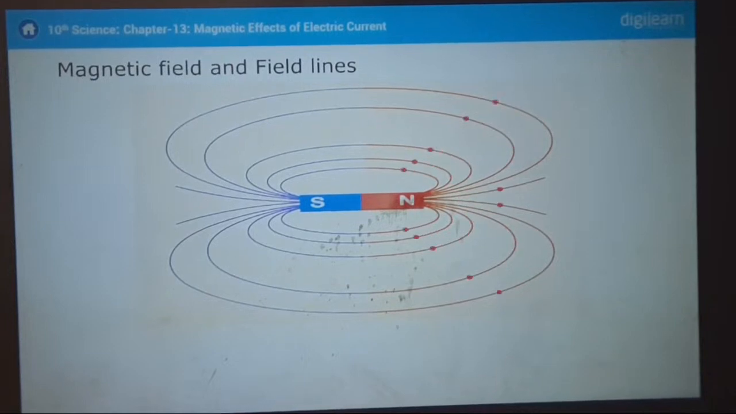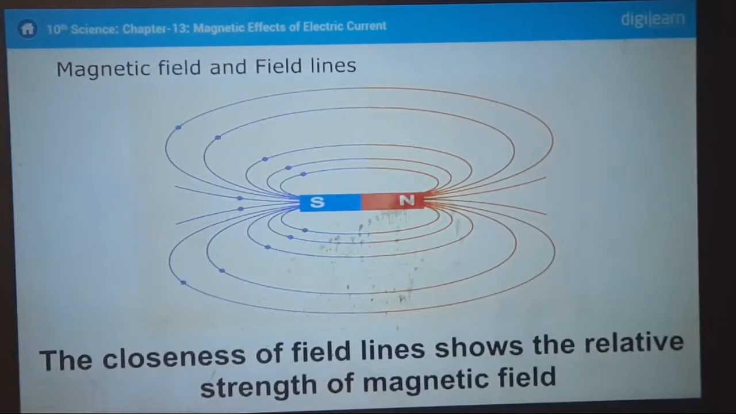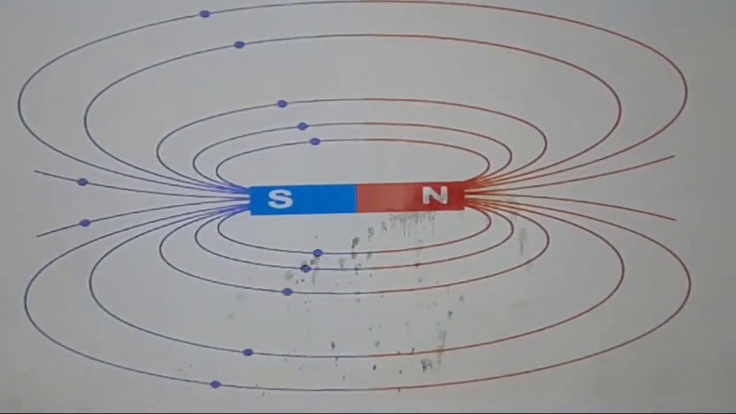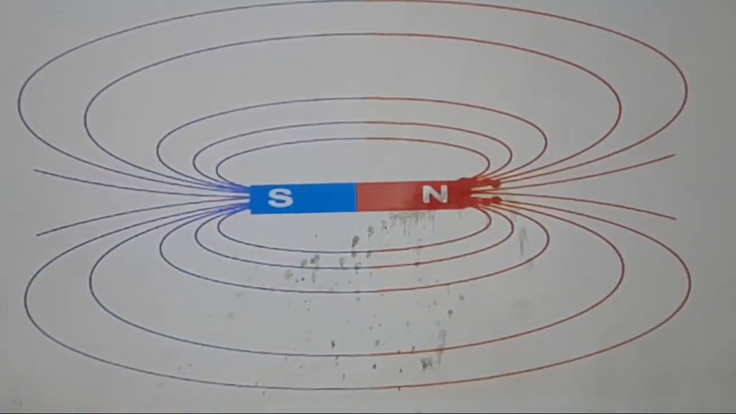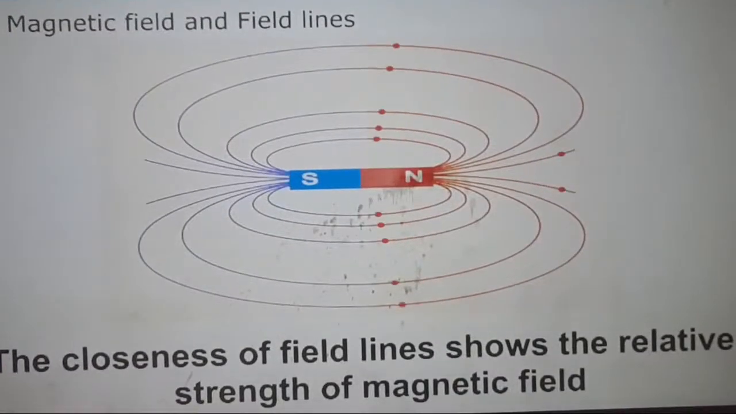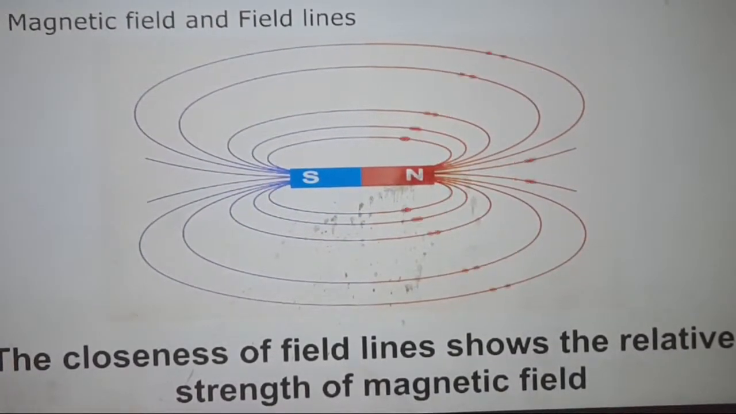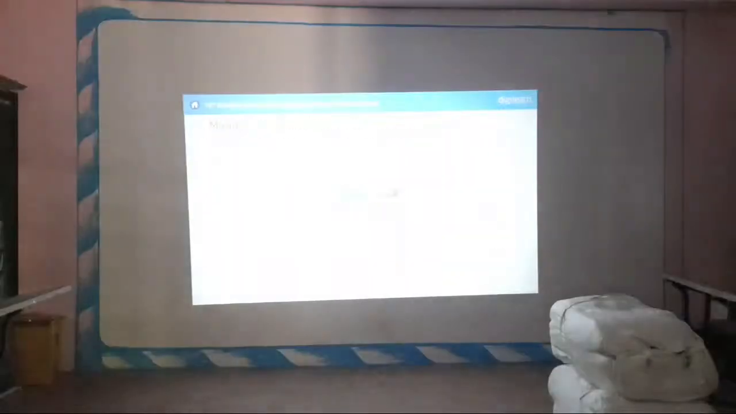Strength of magnetic field. The closeness of field lines shows the relative strength of magnetic field. That is, closer lines show stronger magnetic field and vice versa. Crowded field lines near the poles of magnet show more strength.